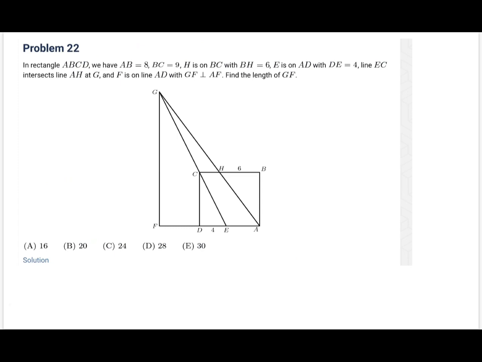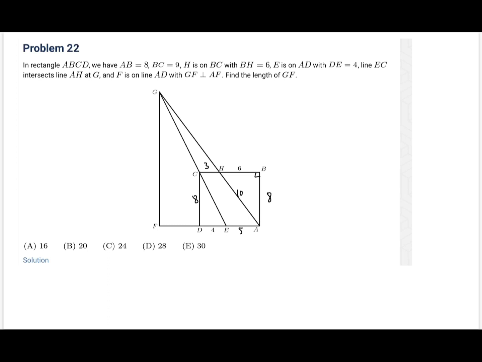Problem number 22. In a rectangle ABCD, we have AB equals 8, BC equals 9, H is on BC with BH equals 6, E is on AD with DE equals 4, line EC intersects line AH at G, and F is on line AD with GF perpendicular to AF. Find the length of GF. Okay, so AB is 8. BC is 9, so this must be 3, and this must be 5. Since this is a right triangle, this must be 10. This is also 8, and this is 4 and 8.